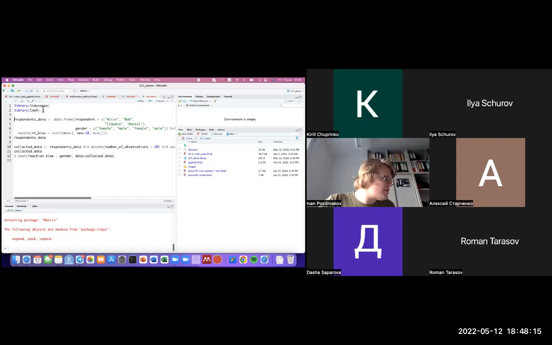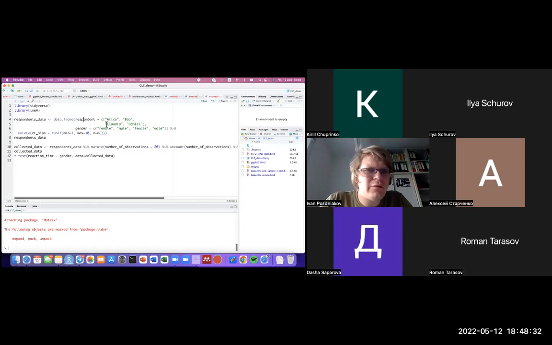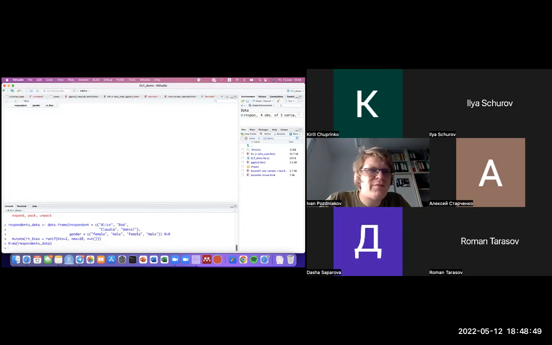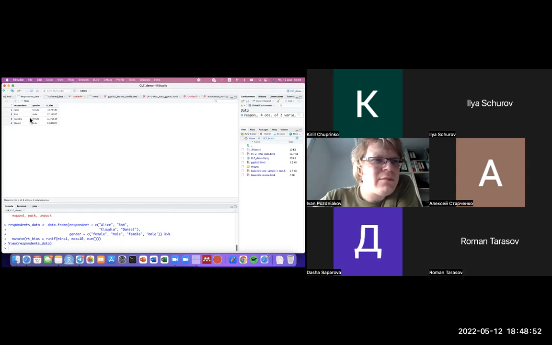And we'll see some examples of how to implement it, and different examples of where you can use it. So I think I will just give you this code. This is code for generating some data. So you have here four respondents: Alice, Bob, Claudia, Daniel. Female, male. And they have some average reaction time.